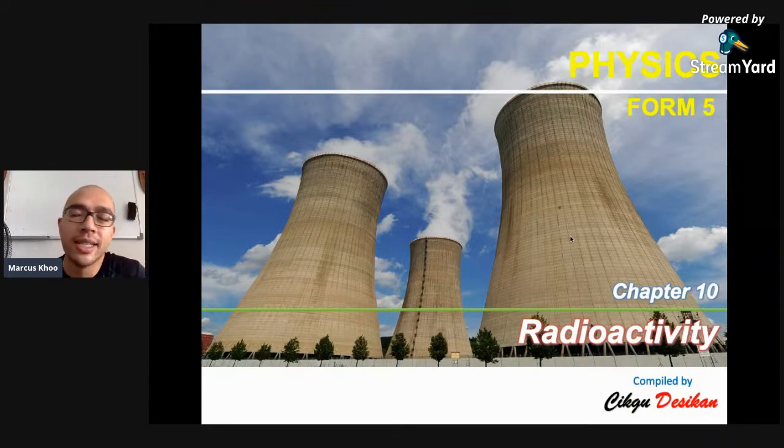Menara penyejuk. I don't know. But the main point of it is it's supposed to cool down something. Okay, so what is it supposed to cool down? We will talk about it in a while.